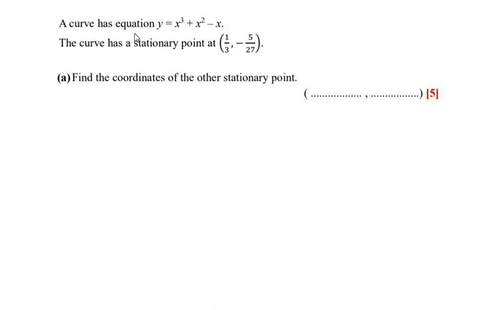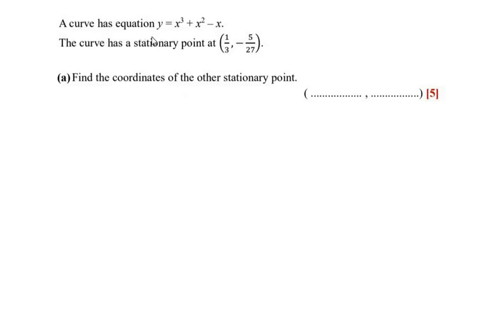A curve has equation y is equal to x cubed plus x squared minus x. The curve has a stationary point at (1/3, -5/27). Find the coordinates of the other stationary point.